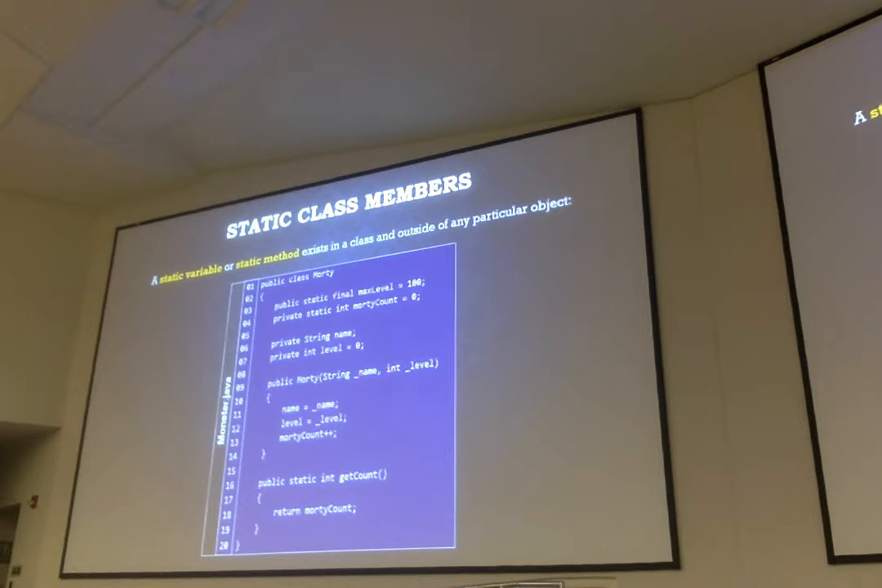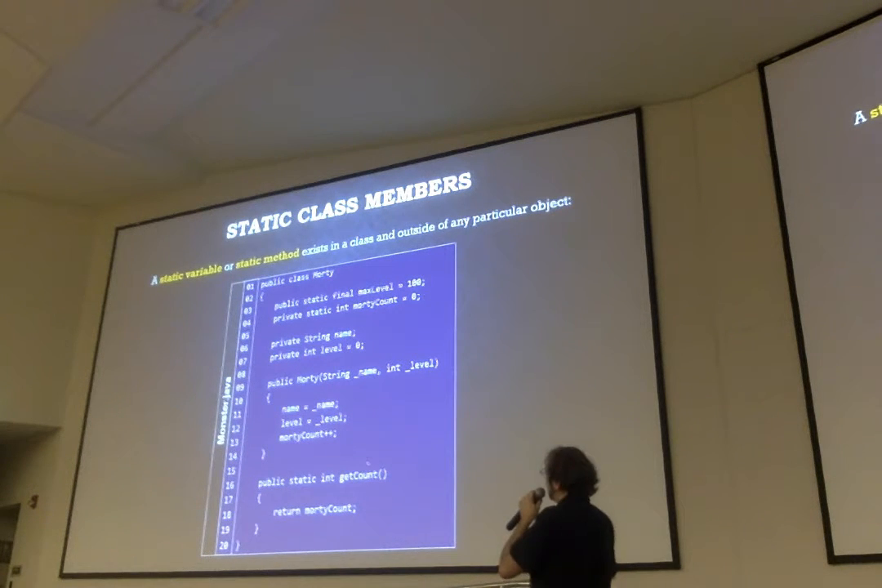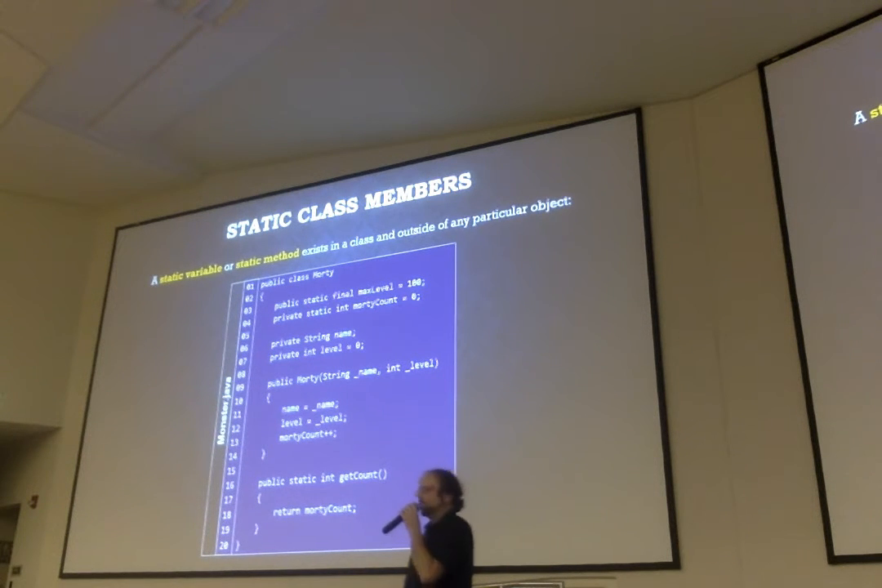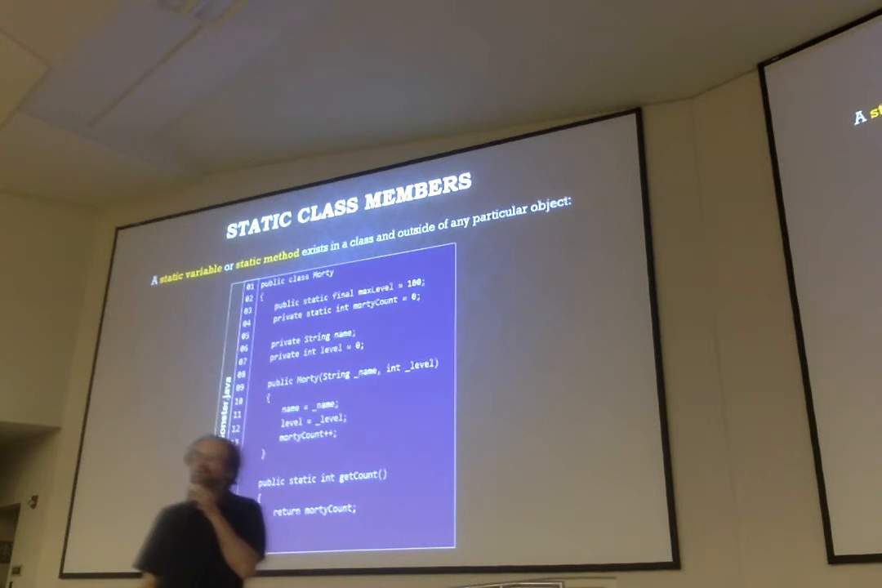Okay. And finally, if I want to figure out how many Mortys have been created so far, I can have a get count method, and that'll tell me how many Mortys have been created up to this point. Any questions?